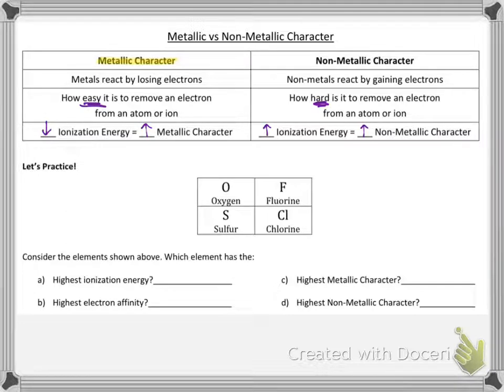So let's take a moment to practice just a little bit of these beautiful, beautiful trends. So I have recreated, very accurately of course, a small square from the periodic table of oxygen, fluorine, sulfur, and chlorine. So you're going to look at those and you are going to use your knowledge of the delicious trends, and you are going to try this, yes, on your own, to see what you think. Out of the 4 elements shown, which element would have the highest ionization energy, the highest electron affinity, the highest metallic character, and the highest non-metallic character? Go ahead and give that a try, and when you're ready to check, unpause the video.